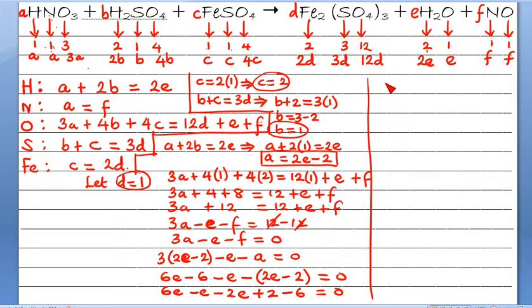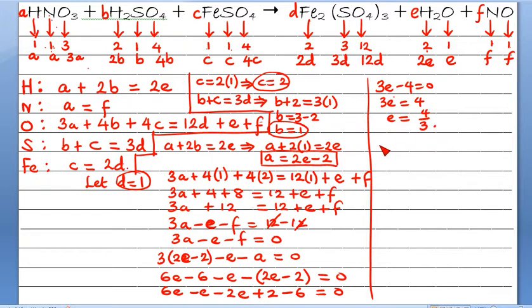What's going to happen there? 6E minus E, 5E. 5E minus 2E, 3E. So we have 3E minus 4 is 0. So 3E is going to be 4. And our E is going to be 4 over 3.